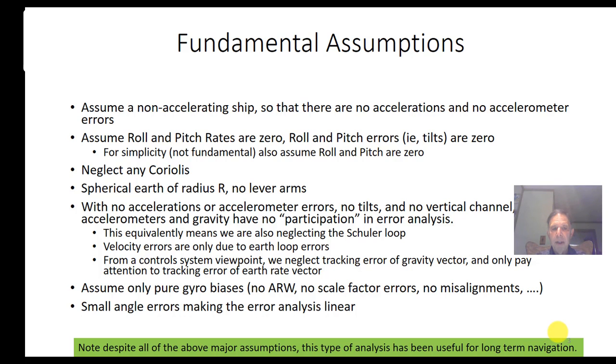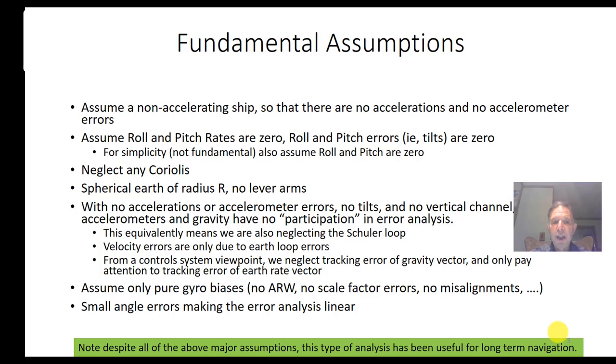So with no accelerometers and no accelerations, no tilts, and also no vertical, that is up and down, channel, essentially gravity has no participation in the error analysis. This equivalently means we are also neglecting the Schuler loop. Inertial navigation is sometimes regarded as a servo mechanism which tracks both the Earth rate vector and the gravity vector. In this case, we will only be tracking from a servo standpoint the Earth rate vector.